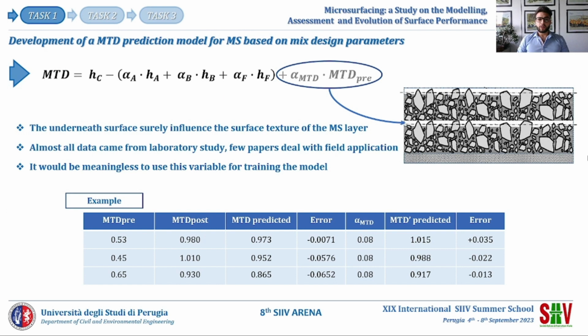Highlighted in gray color is the surface texture of the underneath surface, that probably could influence the surface texture of the new layer. However, only few data provide information about the initial MTD, and therefore it would be meaningless to use it for training the model. Here is an example of data from literature where the MTD before the application ranges from 0.5 to 0.65.